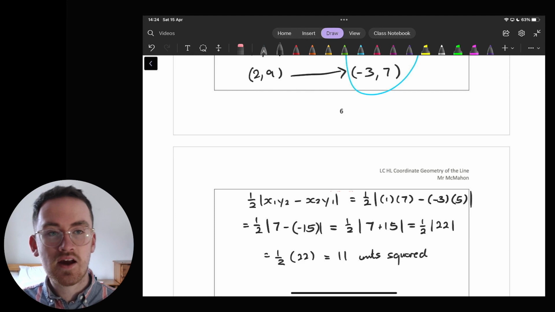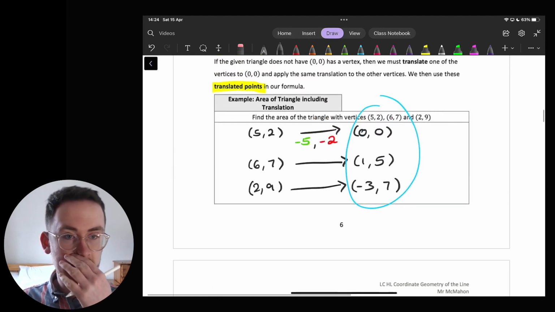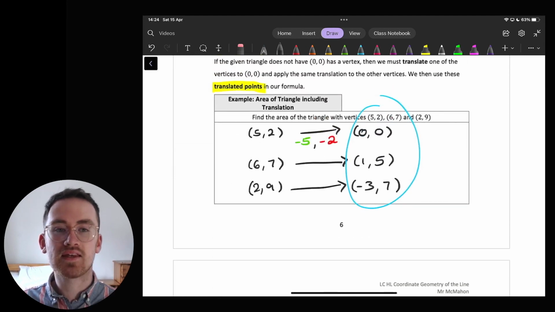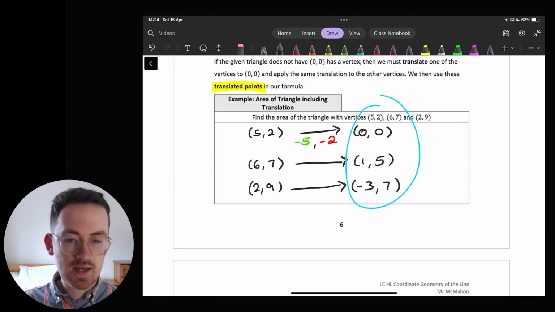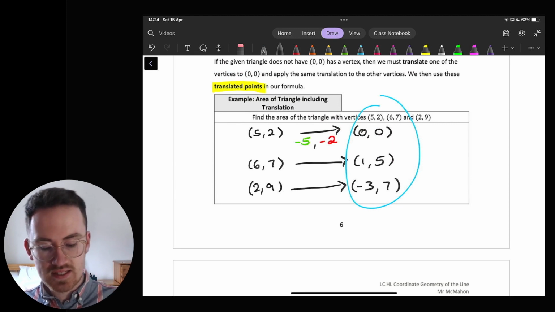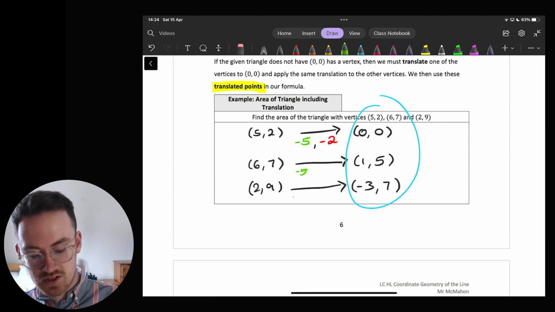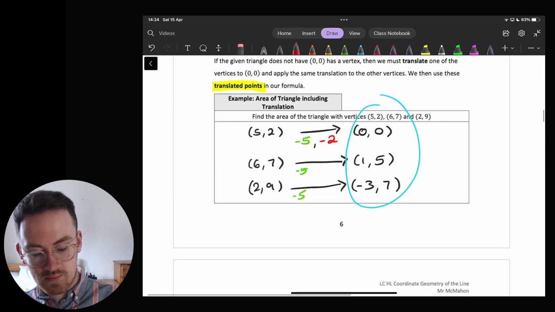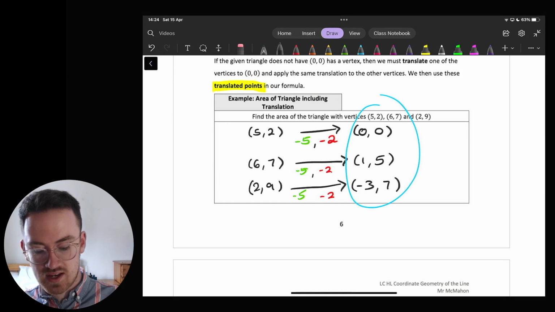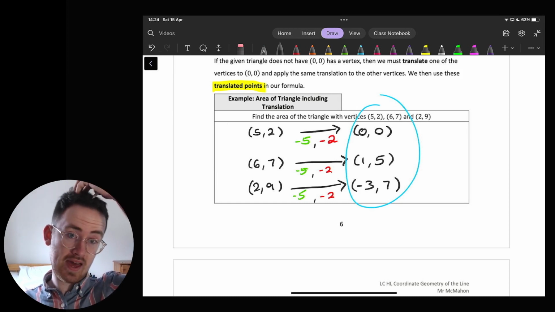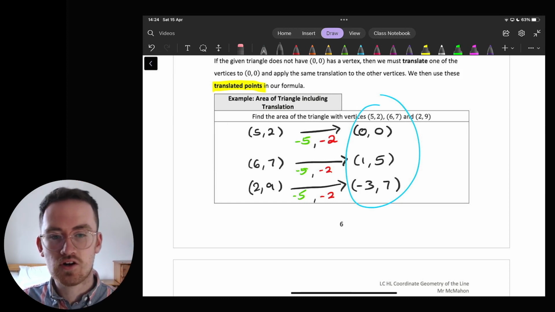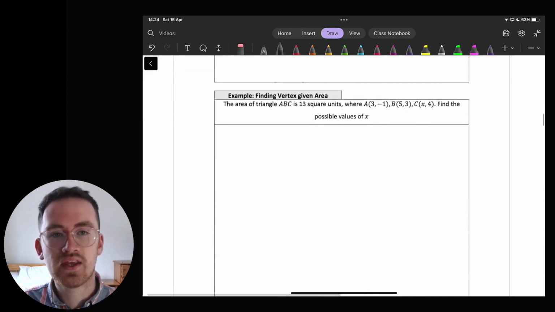So the key thing there is moving one point and then applying the same translation in the same way to the other points. So we did the same thing. We took away 5 from each of the x coordinates, we took away 2 from each of the y coordinates. So 5 from the x, 2 from the y, and then just use those points in our formula in our question.